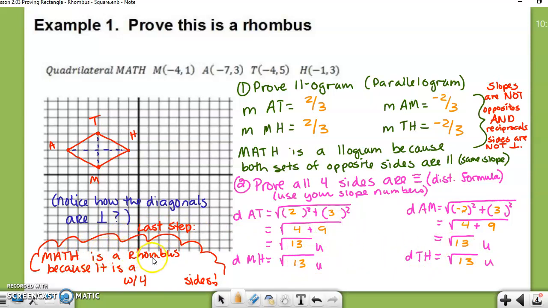So MATH is a rhombus because it is a parallelogram. I proved that in step 1 with 4 congruent sides. And this is my last step, making my statement of what I proved with my mathematics. Let's do another one.